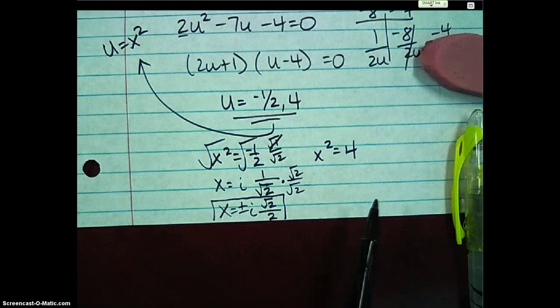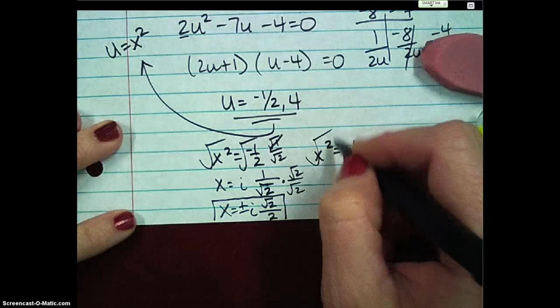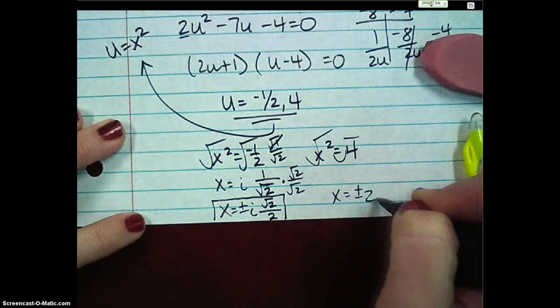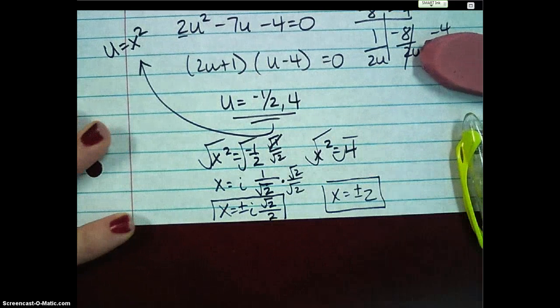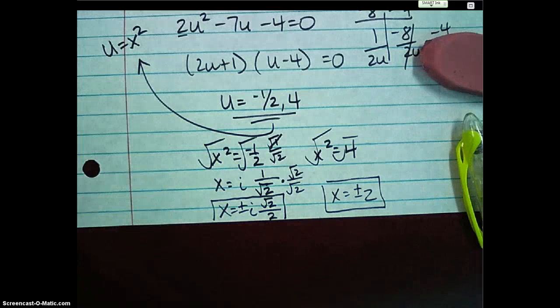Now go to the right side, and that one's a lot easier. The square root of both sides is just plus and minus 2. So there's your 4 answers. Okay, you can start your homework.